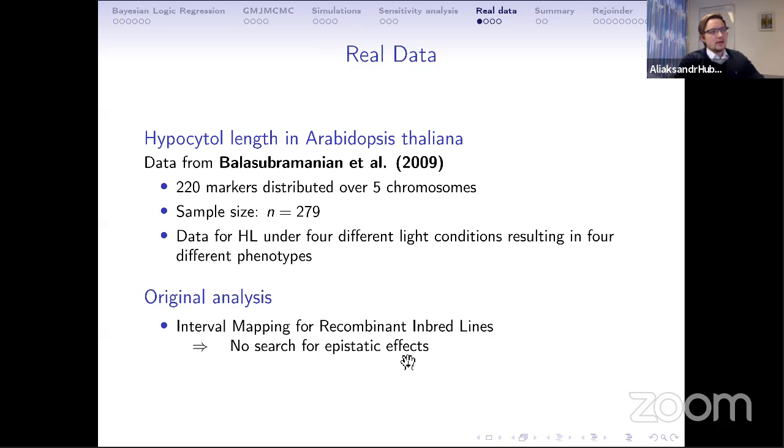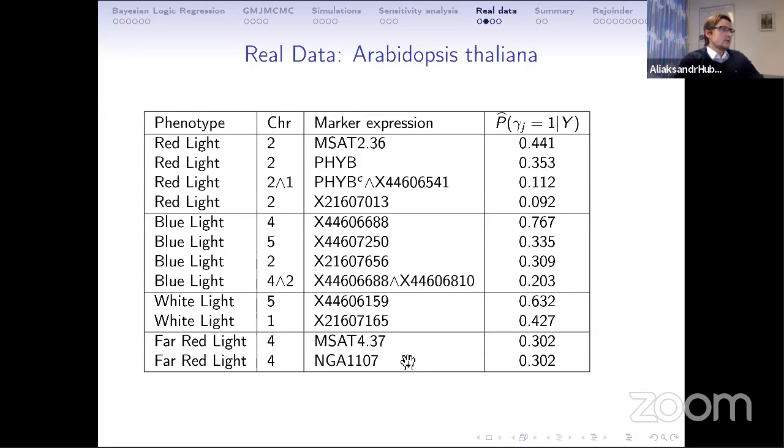And we could compare the results to the original study by Sormanyan and others. What we saw here is that for the phenotype under the red light, we could see several single markers that had some effects, as well as an indication of one two-way interaction. Under the blue light, we also saw an indication of one two-way interaction and several single markers detected, and the same concerns the white light and far red light.